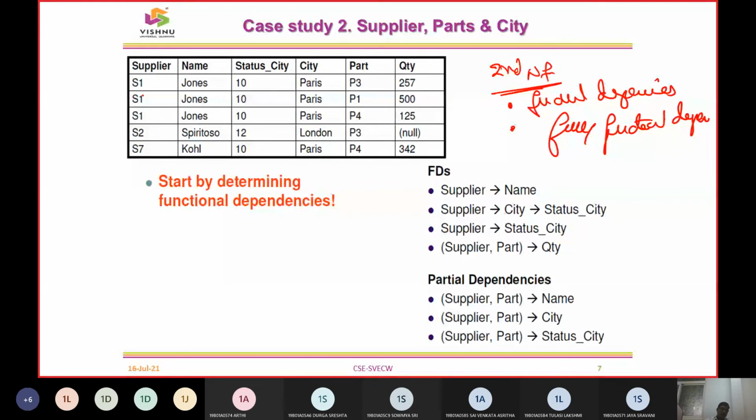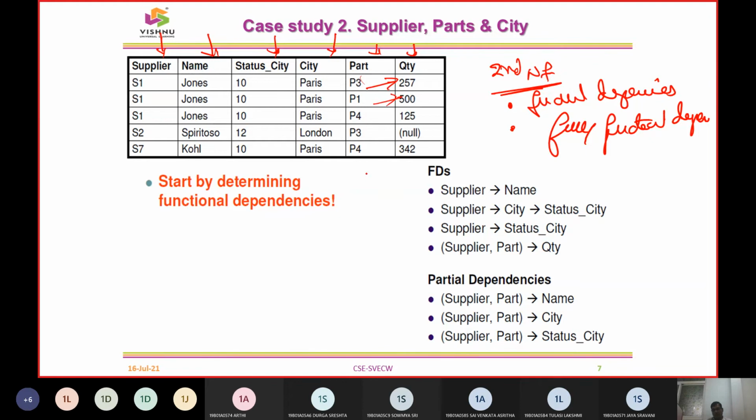So let us check at this point of time the different attributes which are in a table. We have supplier, supplier name and supplier city, followed by city, parts and quantity. So how am I going to get the quantity? Quantity will be taken on the number of parts. So part P3, 253 parts are available. Part P1, 500 parts are available.